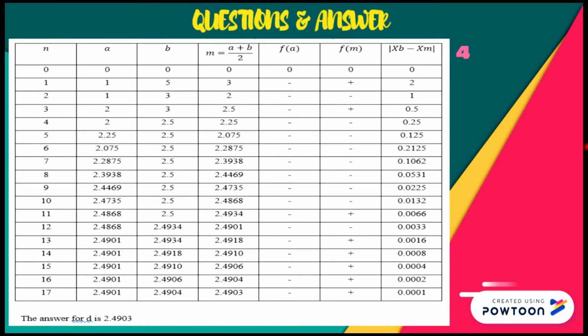A or b will be changed next according to the sign of function of a and function of m. So, if both signs are equal, the value of b will be replaced by the previous value of m. Then, if the signs are different, the value of a will be replaced. For this solution, we must calculate continuously until the error reaches the error tolerance given, which is 0.0001. From that, we can conclude the value of d is 2.4903.